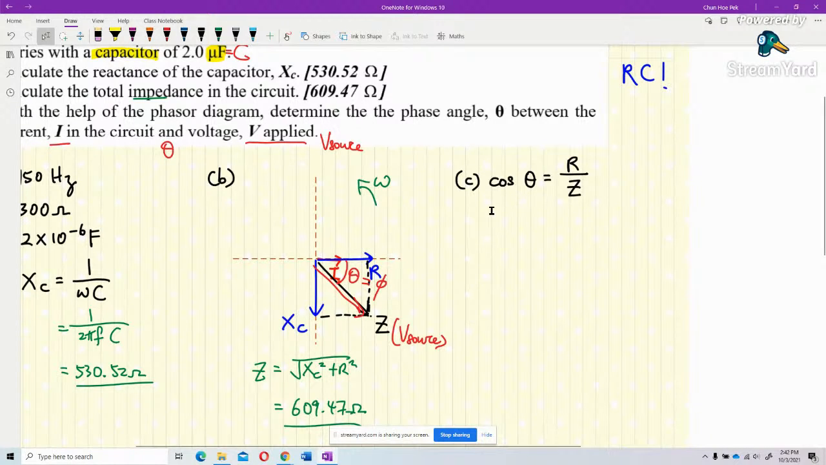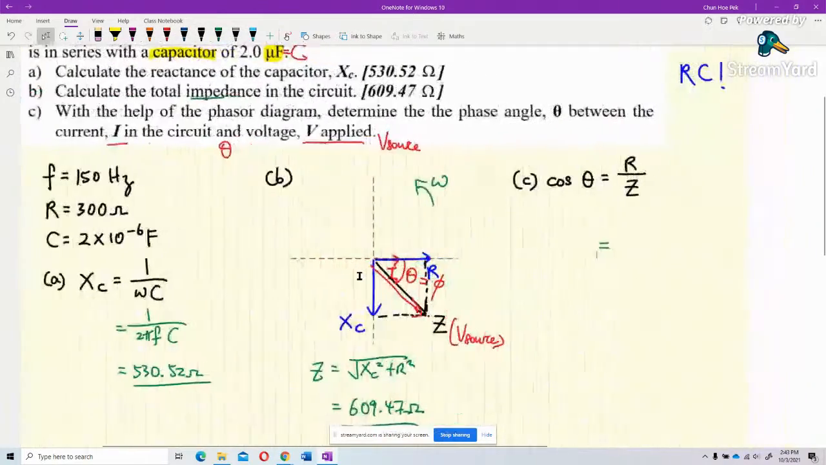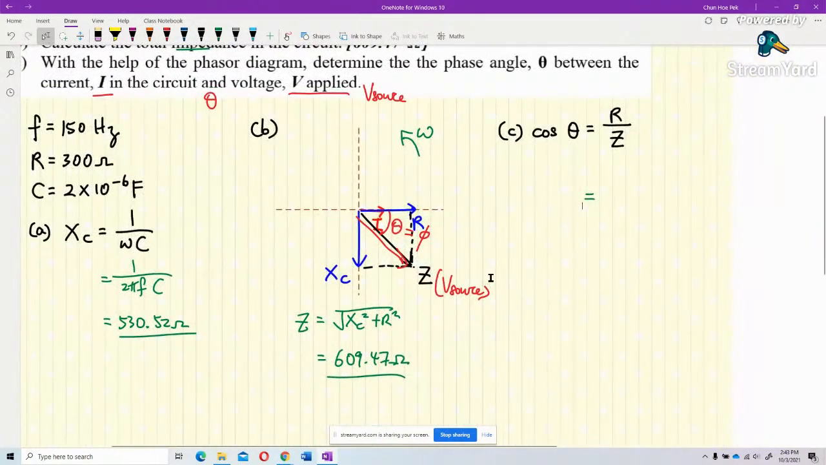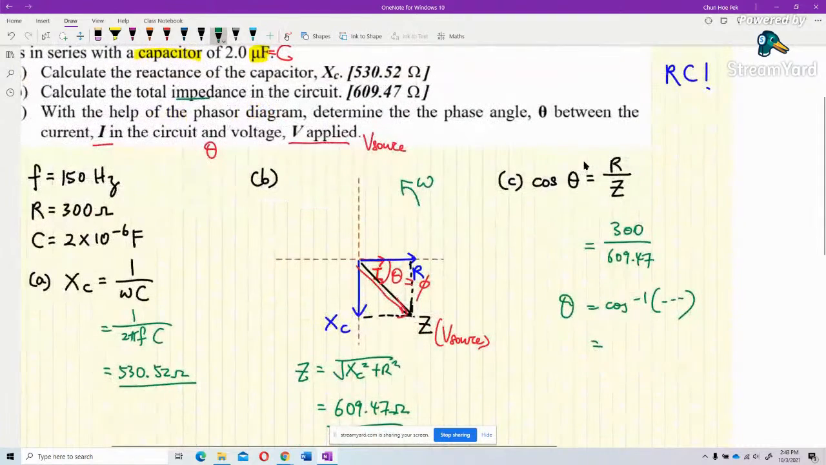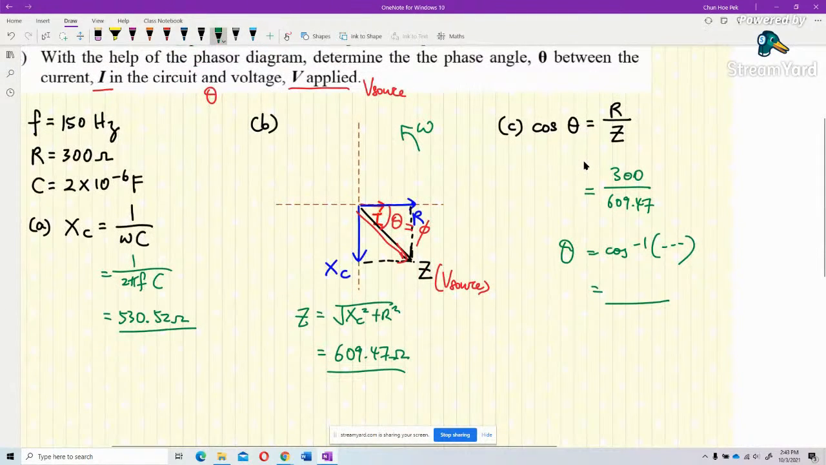Okay, so to find the theta, just use cos phi. Actually, this is the power factor. Again, it's the adjacent over hypotenuse. So what is the R? Come on, give me the R. 300. 300 over Z, which is 609.47. So inverse cos, and the value is, oh, no answer. So you check the answer scheme. You give me the answer, theta. Okay, my brain is tired.